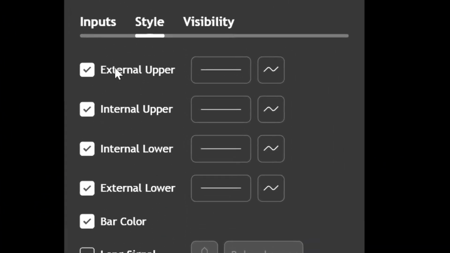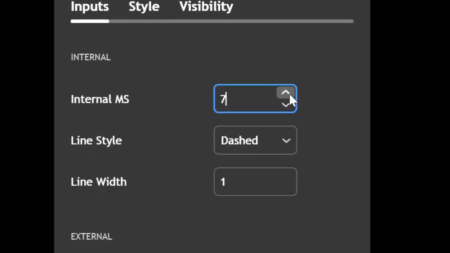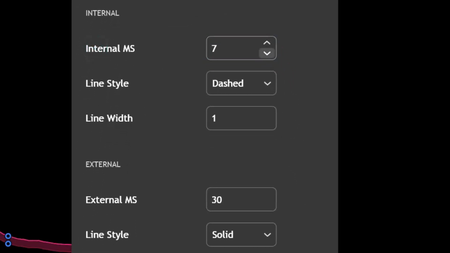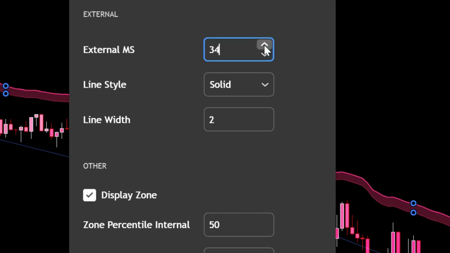Now let's get into the input section. This is where we fine tune the engine. Change the internal MS to 7. This is gonna make it react a little quicker to those short-term shifts. Leave the line style as it is, but bump that line width up to 2. We want those lines to pop. Then the external MS, that's getting changed to 50. That's gonna give us a broader view of the market's overall direction.